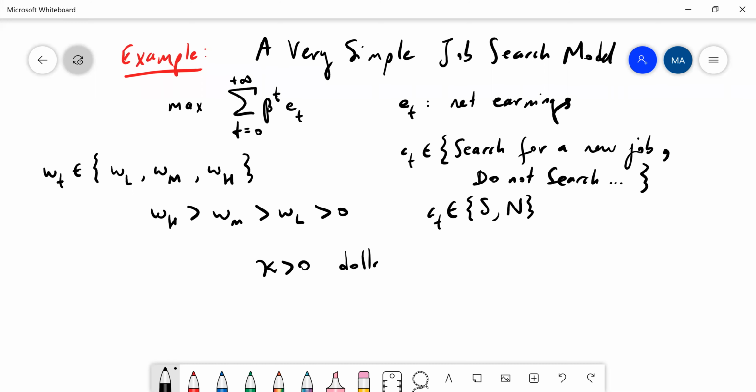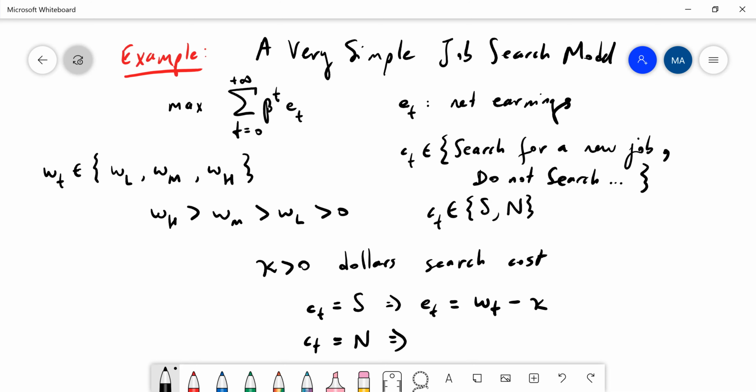And the search cost is kappa dollars, search cost. Okay, so this is how it works. If control is equal to S, net earning is equal to what? WT minus kappa, because now there's the search cost. If CT is equal to no search, then it is equal to WT, because the worker is not searching for a new job, right?